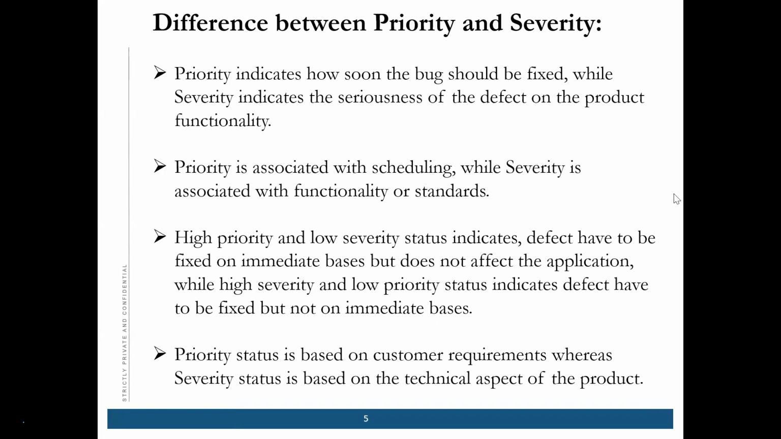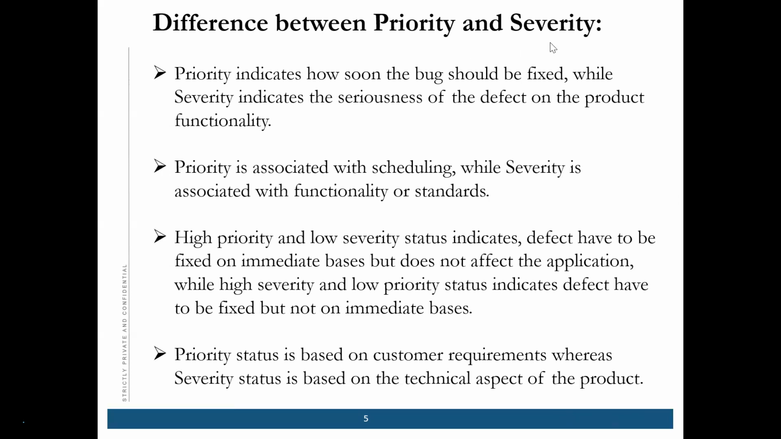High priority and low severity status indicates the defect has to be fixed immediately, but does not affect the application. While high severity and low priority status indicates defects have to be fixed, but not immediately. Priority status is based on customer requirement, whereas severity status is based on the technical aspect of the product.